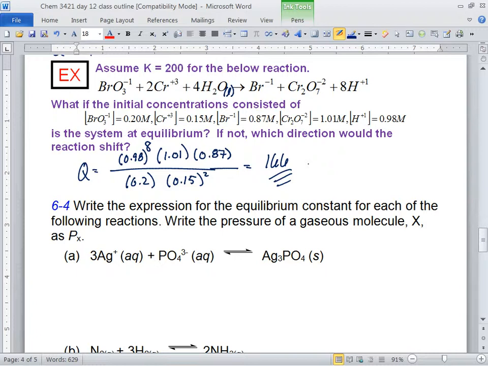If you have one of these calculators, all you do is put in 0.98 and find the x to the y key. You can raise it to whatever power you want. So I push it, and then 8. That's 0.98 to the 8th power. You get about 0.85. So do that part first, then do the rest. We definitely don't have 200. The reaction is going to shift towards the right, which is the products.